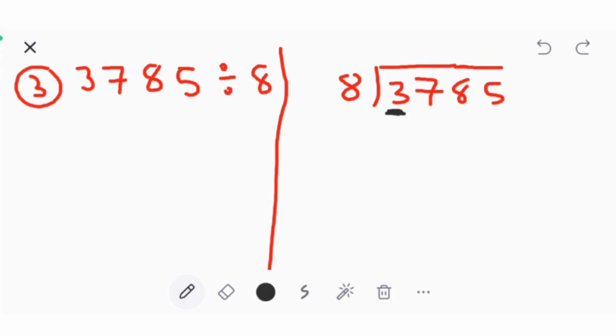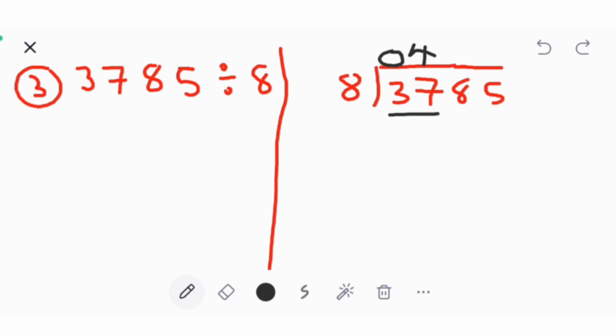Because it is not possible, you write 0 at the top. That 0 shows that it is not possible. Then you do 2 digits, which is 37. How many times can 8 go into 37? That should be 4 times, because 8 times 4 is 32. It can't be 5, because 8 times 5 is 40, and 40 is bigger than 37, so it's 4 times. You write 4 at the top.